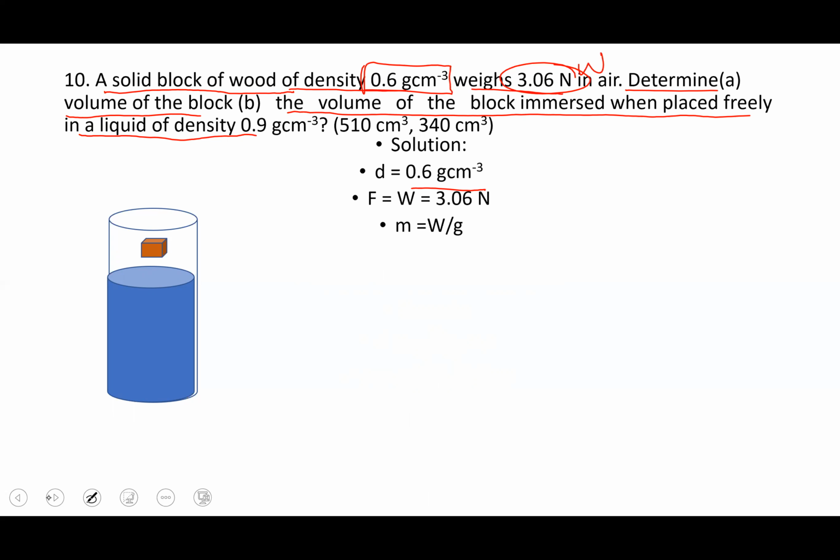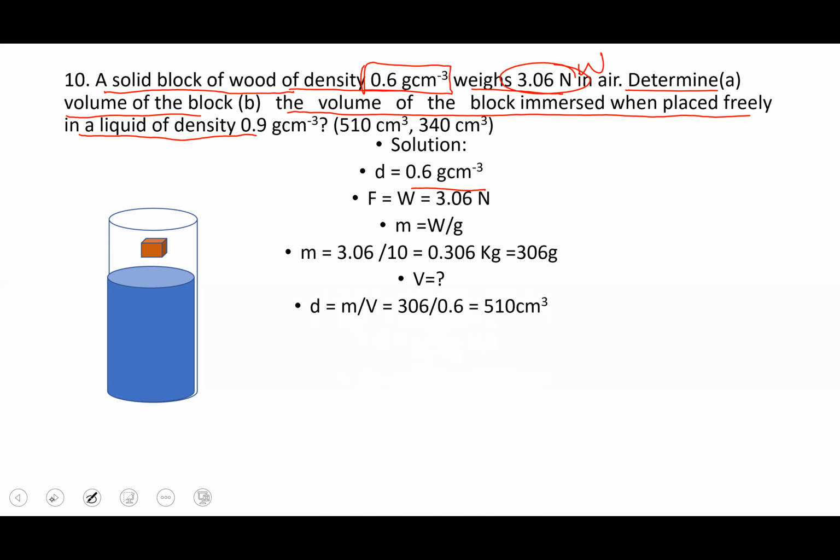From that, we can calculate the mass. Mass is equal to weight divided by the gravitational acceleration, which is 10. Putting in the values, it will be 3.06 divided by 10, which is 0.306 kilograms, or we can say 306 grams in this case. So volume is to be calculated. We have the formula density is equal to mass per unit volume. Using this formula, volume is equal to mass over density.